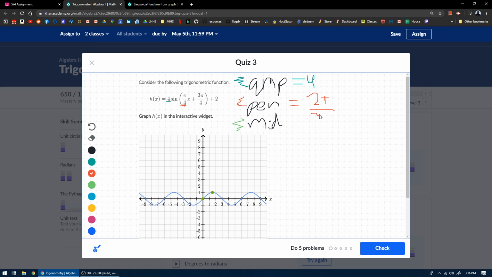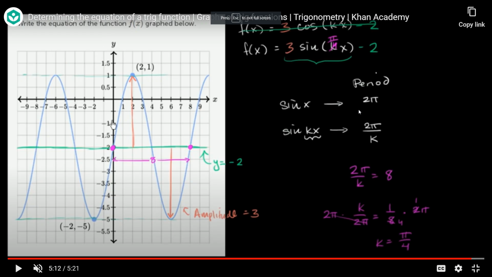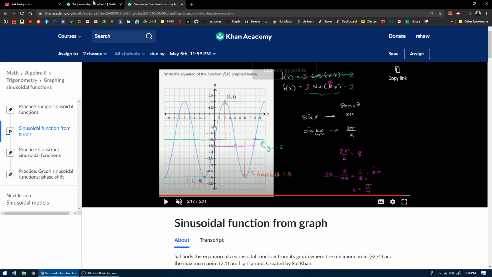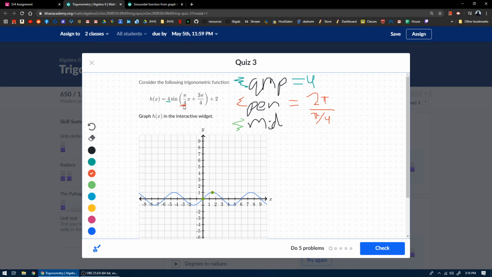Okay, now I'm writing pi over 4 down here. Now you might ask, well, Mr. Ryan, this is kind of confusing because there's a fraction inside another fraction, right? This is 2 pi over pi over 4, because this is just 2 pi over k, but k here is pi over 4. That's another fraction, so I have a fraction under another fraction. How do I work with this?